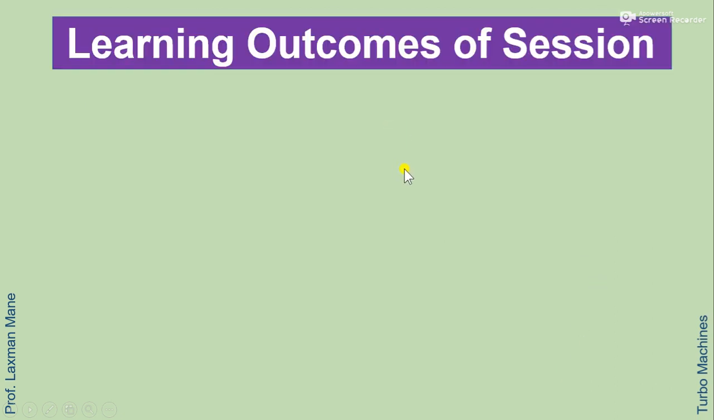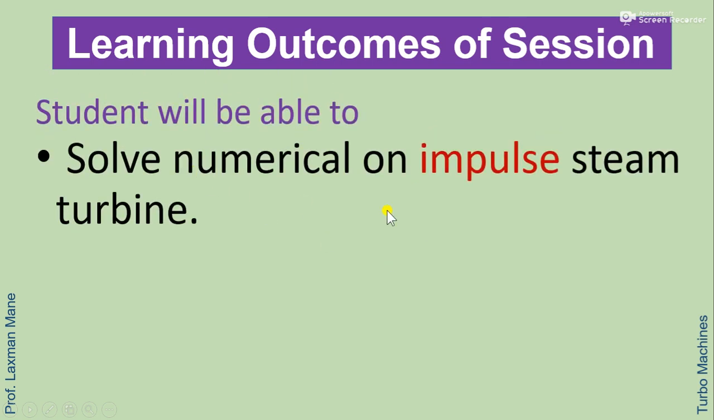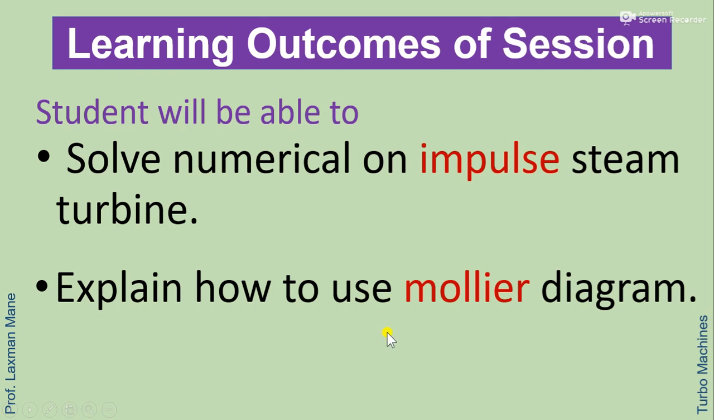So at the end of this session you can solve numericals on impulse steam turbine, and you can explain how to use Mollier diagram.